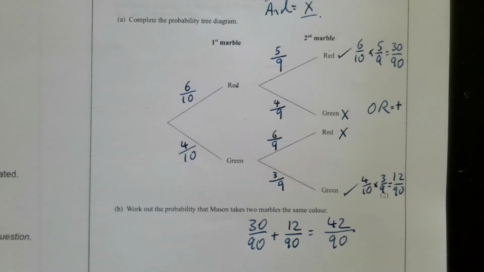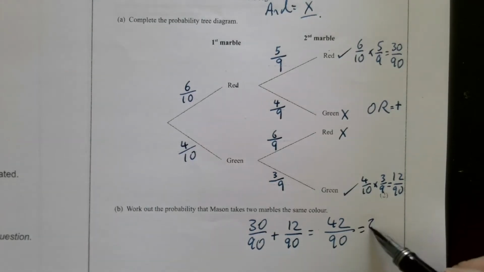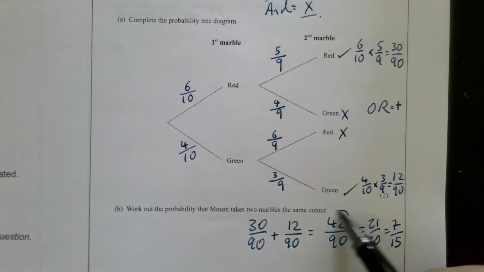Now you may simplify it if you want to, but you don't have to. And if you had simplified it, you could have gone to 21 over 30, but that wouldn't be fully simplifying it. You can divide them both by 3, so 7/15 would have been fully simplified, but that is full marks.